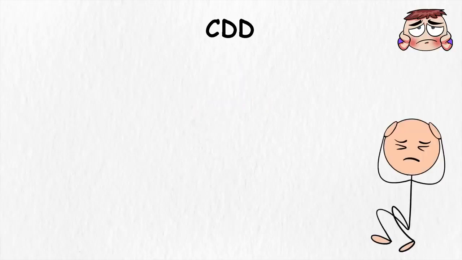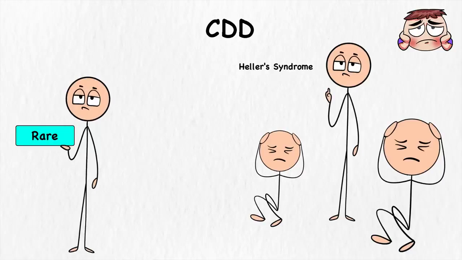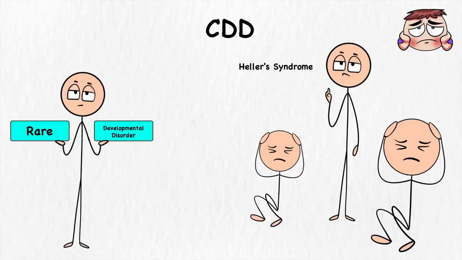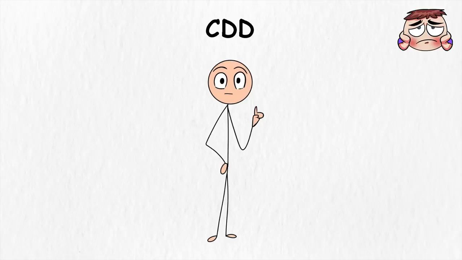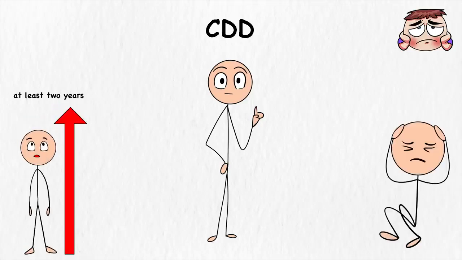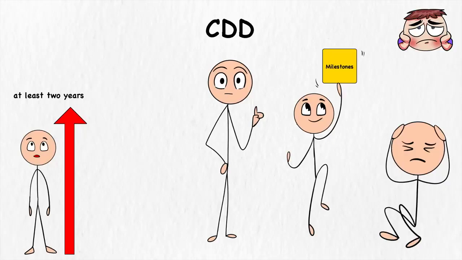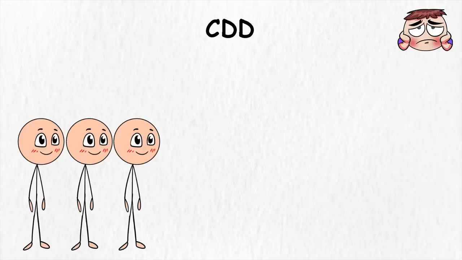Basically, childhood disintegrative disorder, sometimes called Heller's syndrome, is one of the rarest developmental disorders known. It affects roughly 1 in 100,000 children, although even that estimate might be generous. It's that uncommon. Here's the key thing. Children with CDD develop normally for at least 2 years. They hit all the early childhood milestones. Walking, talking, playing, socializing. They look like any other typical child.